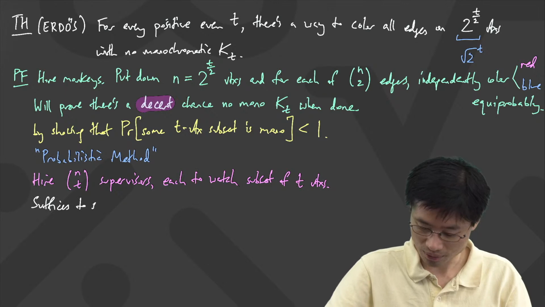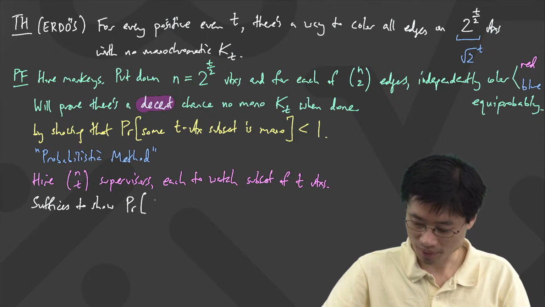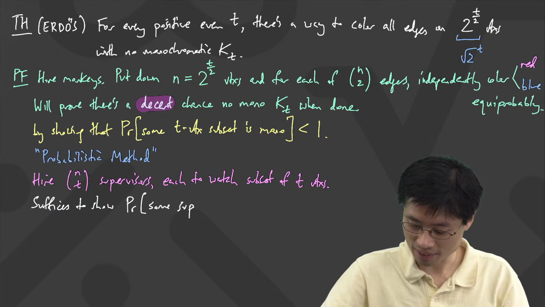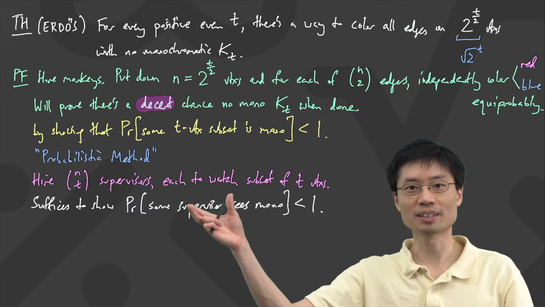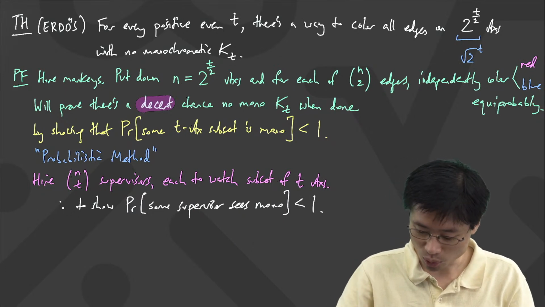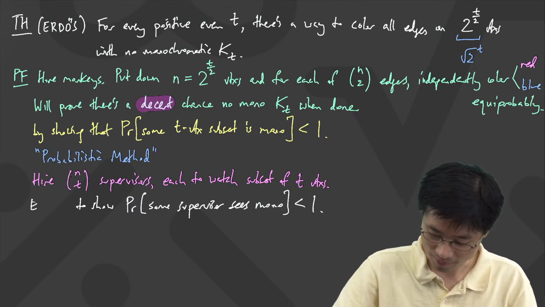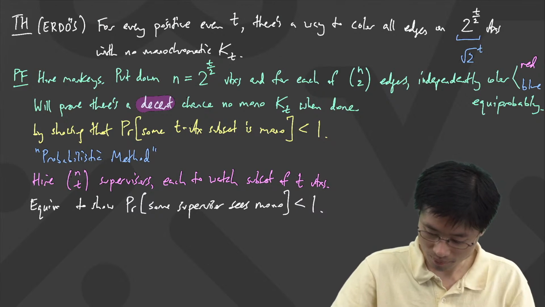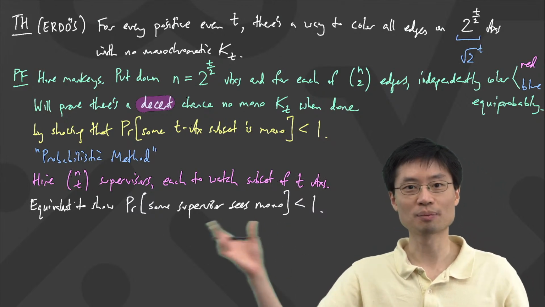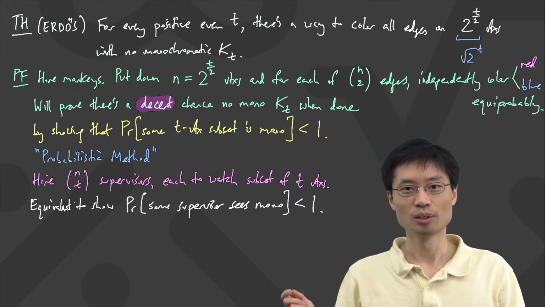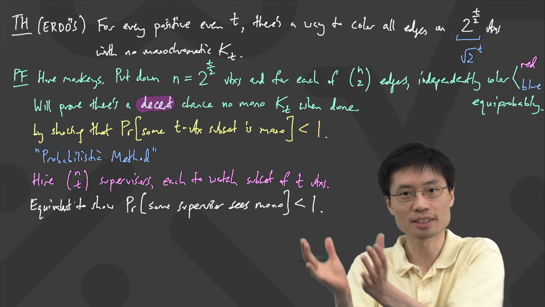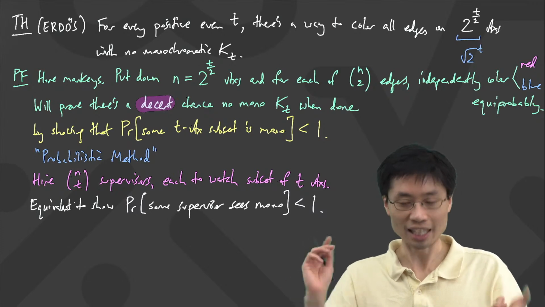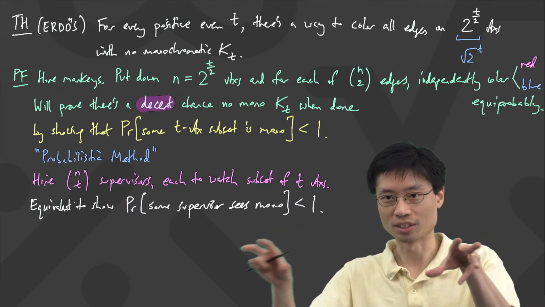Suffices to show that the probability that some supervisor sees monochromatic is less than 1. Are people okay with this? Actually, I shouldn't even write the word suffices to show. I'll write equivalent to show, because that's exactly what we've done. Are people okay with my equivalence? Because up there we said we want to show that there's no t-vertex subset where all the edges are monochromatic. That's equivalent to making sure that I just assign my supervisors to go and watch.